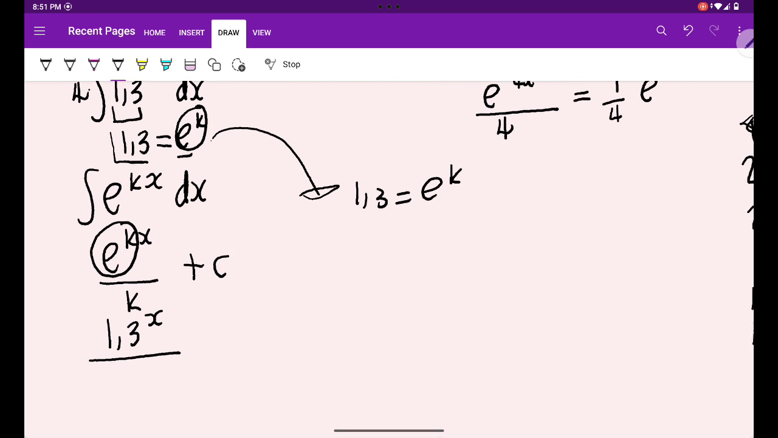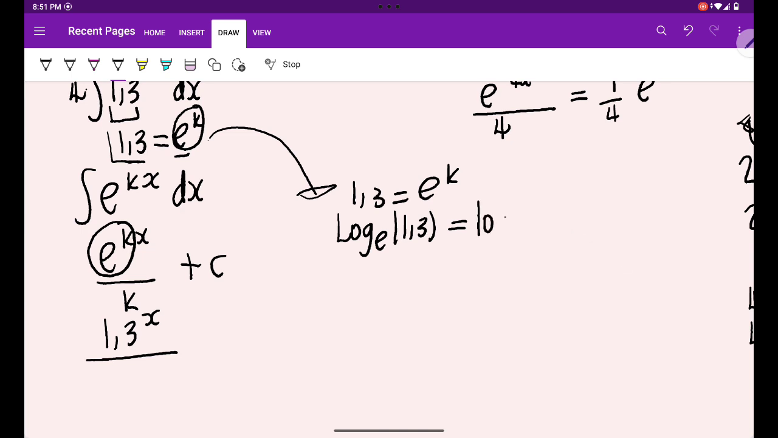If I had to find k, I need to introduce ln. Ln is log e. So I would have log e of 1.3 is equal to log e of e to the power of k. That is how you get rid of an e: you introduce a log e, also called an ln. If you check, you have log e and you have e, so those two are going to cancel out, and you're just going to be left with k.